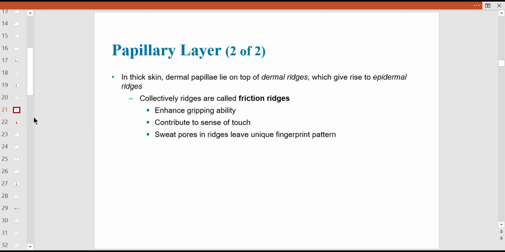You also have your friction ridges, part of the papillary layer, and the dermal ridges, which pretty much give you the fingerprint pattern. I'm not going to ask you a lot about that, but you should know that the ridges of the dermis will give you the fingerprint. Your fingerprints come from the top of the dermis, invaginating into the epidermis through these dermal ridges.